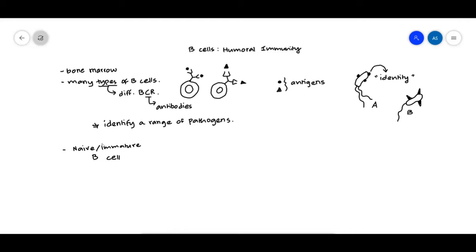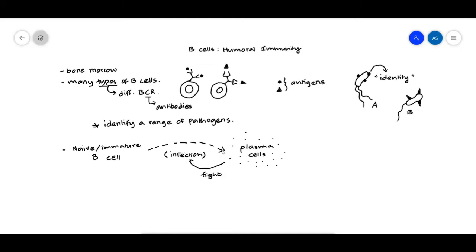These naive or immature B cells are what we have when our body is in a normal state and not infected by any pathogens. However, when we are infected by pathogens, these B cells are going to go through a number of changes upon infection. The B cells are going to be converted into plasma cells. These plasma cells are going to secrete antibodies, and these antibodies are going to help fight the infection.